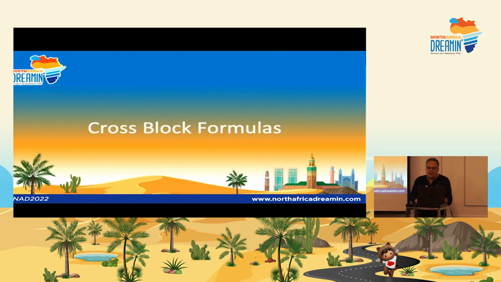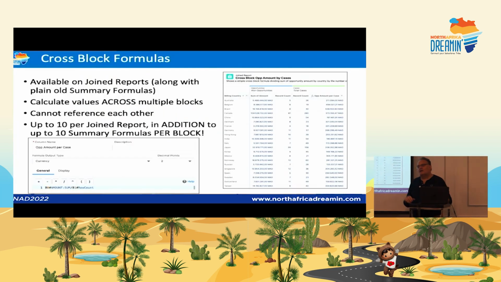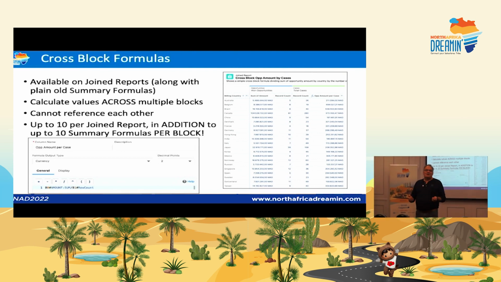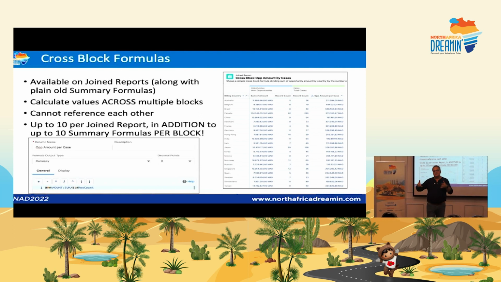All right, let's talk about cross-block formulas. I'm really excited to talk to you about cross-block formulas. I want you all to go home and try cross-block formulas. You can combine up to 5 reports on one report. You can put them all together. You have a common grouping across all 5 report blocks. But if you do this, you can actually have up to 10 cross-block formulas. In addition, you can have up to 50 summary formulas.